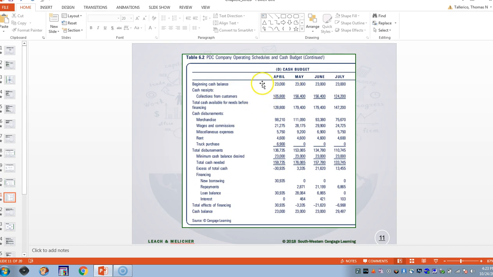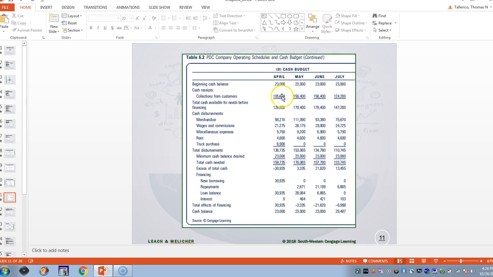All right, so here's the basically operating schedule and cash budget. So here's our beginning cash balance, and here's our cash receipts, and here's our disbursements, total disbursements, the minimum cash balance needed, and when we go through the simple math here, you'll find our cash balance is right here. So here's our cash balance, and this breaks it down item by item. This is from your book. So you can go through this and basically, if there's any questions, email me.